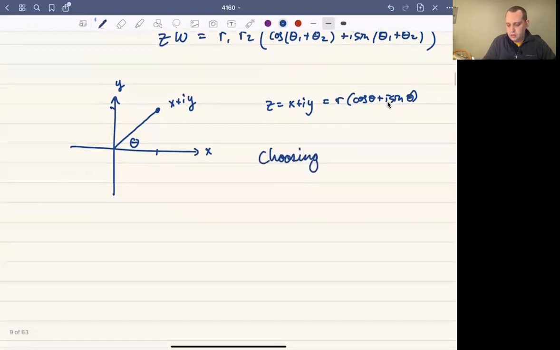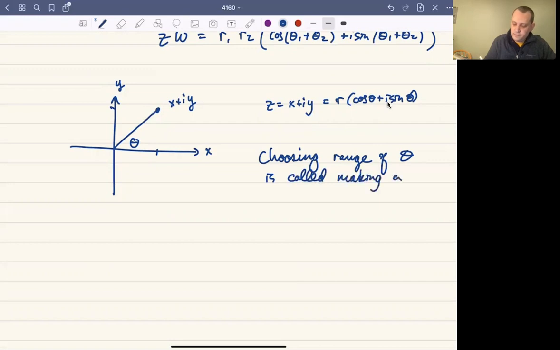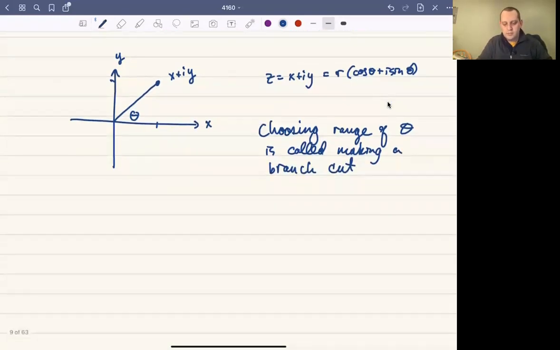This choice of theta, choosing the range of theta, I want to write this down. Choosing the range of theta has a name, and it's called making a branch cut. And there's a picture that I want to draw. The picture's going to be slightly mysterious for now, but I want to at least explain where the name comes from.